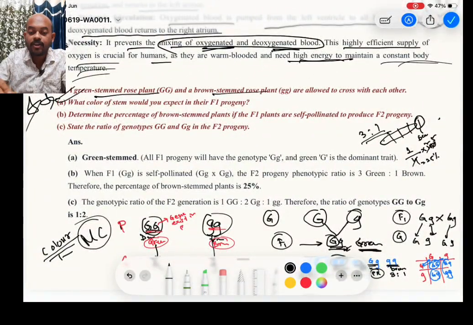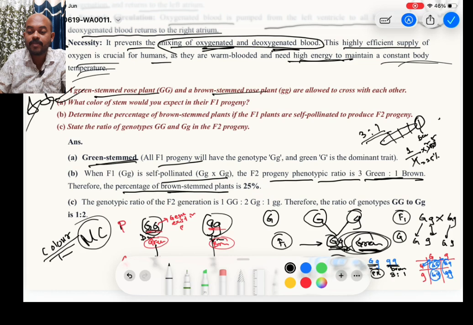In the F1 progeny we got green stem. I have already shown this here. When F1 is self-pollinated, the F2 progeny phenotypic ratio is 3:1. Therefore, the percentage of brown stem plants, the recessive plants, which is asked, will be 25%. Total 4 means how much? It will be 100%.